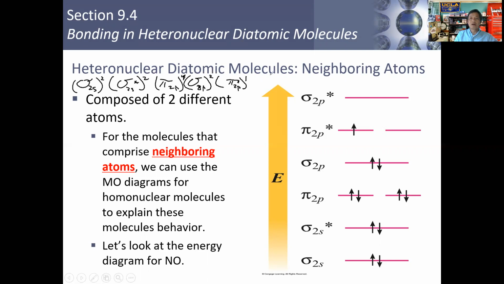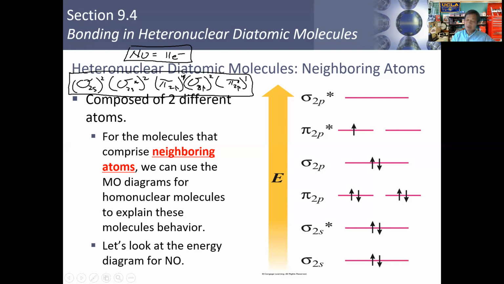Okay, so for nitrogen monoxide, hopefully you recognize that we're dealing with a molecule that has 11 electrons: 5 valence electrons from nitrogen, 6 valence electrons from oxygen. So it gives us a total of 11 electrons we have to account for. And if you notice in the energy diagram here, we have the 2, 4, 6, 8, 10, 11 electrons there. And in our electron configuration here, we have 2, 4, 6, 8, 10, 11 electrons there. So this is the electron configuration for nitrogen monoxide.